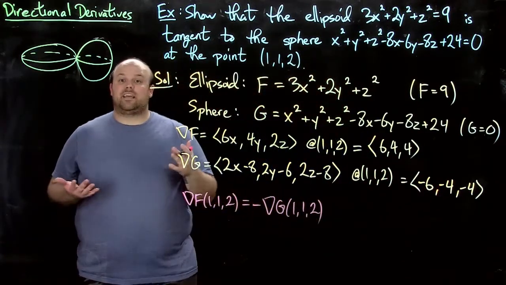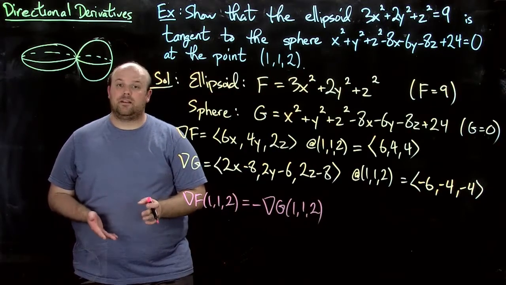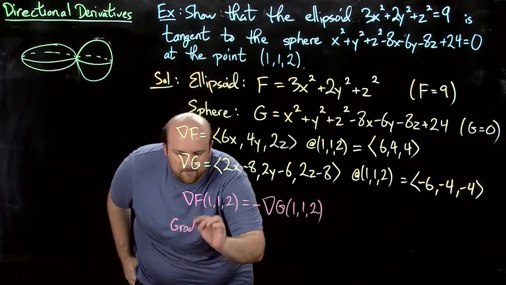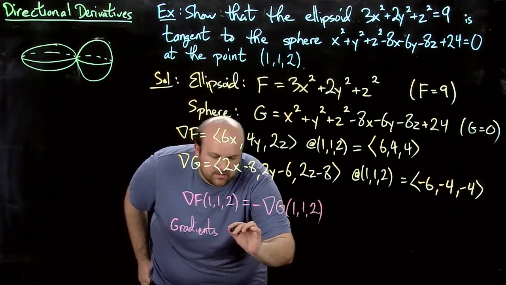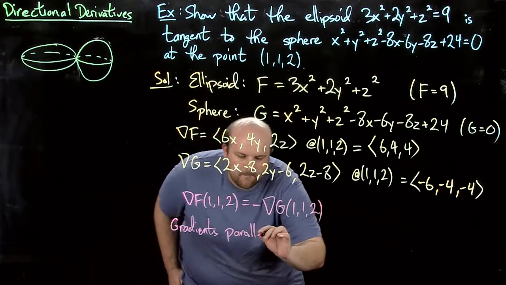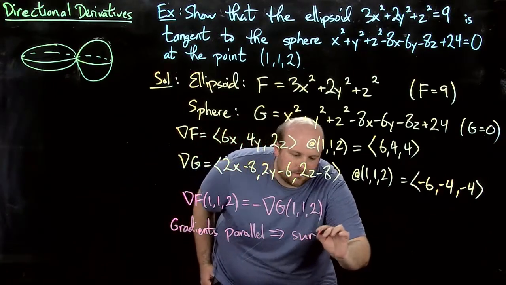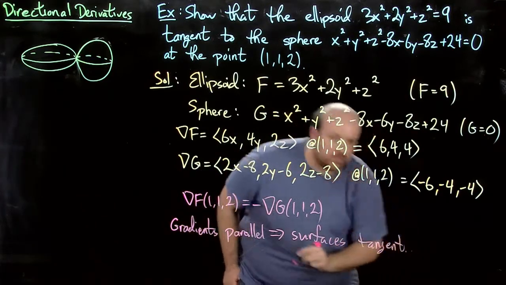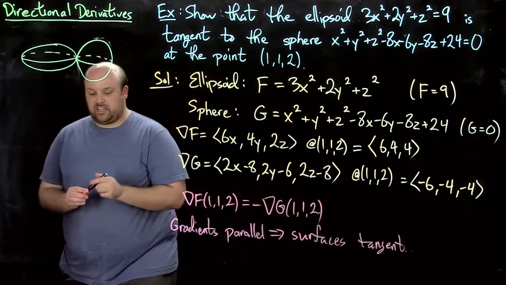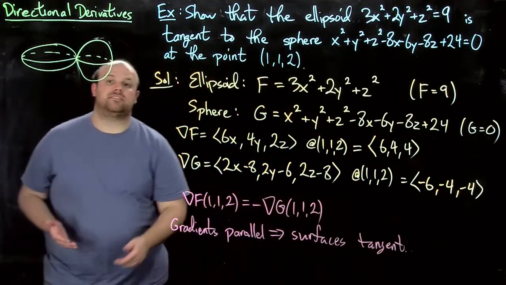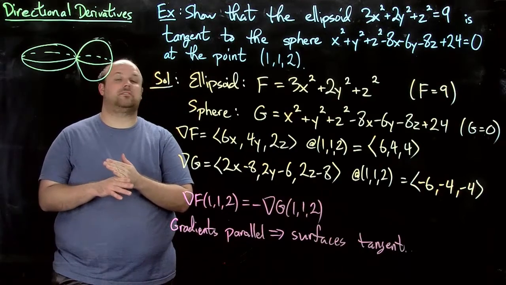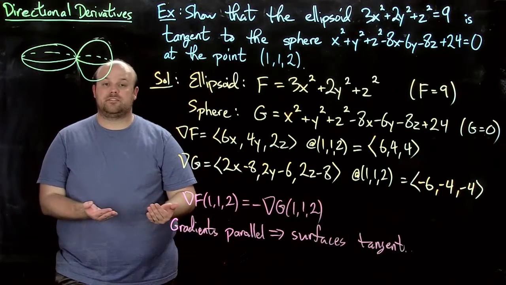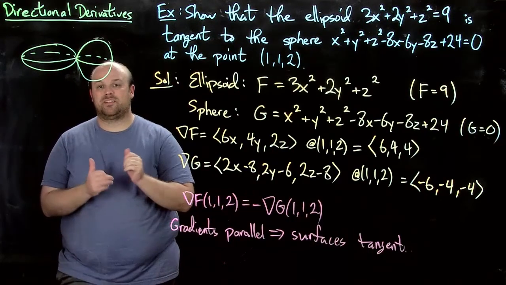So that means the gradients are parallel. And since the gradients are parallel, the two surfaces are tangent. So, gradients parallel implies surfaces tangent. Okay? So that's how you can check. If you have a point where the two surfaces meet, in other words, a point on both surfaces, if their gradients are parallel at that point, then the surfaces are tangent at that point. Hope that made sense.